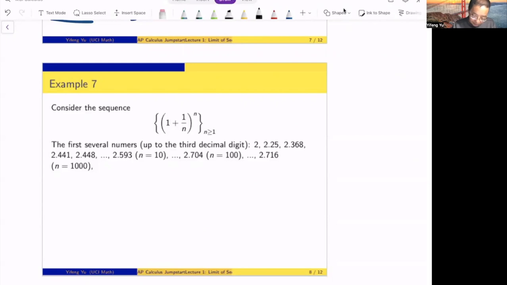Example 7. Now let's consider the sequence 1 plus 1 over n, to the power n.